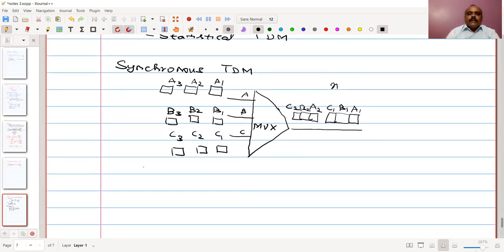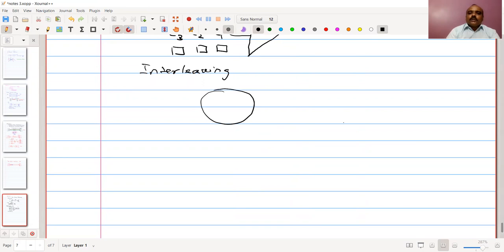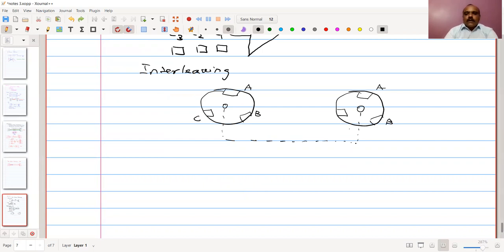So this method can be viewed as an interleaving technique. It is like using two synchronous switches. There are two switches which are synchronized. This is the pole that I can call it. This is meant for user A, this is for user B and user C. Similarly, we have users A, B and C at the other end. The TDM can be visualized like a switch.